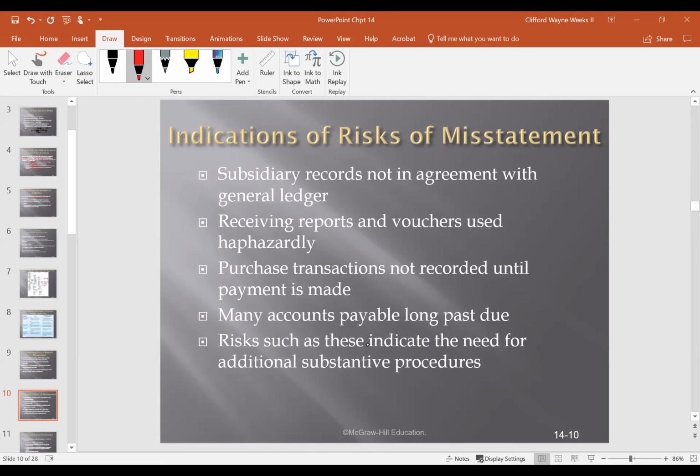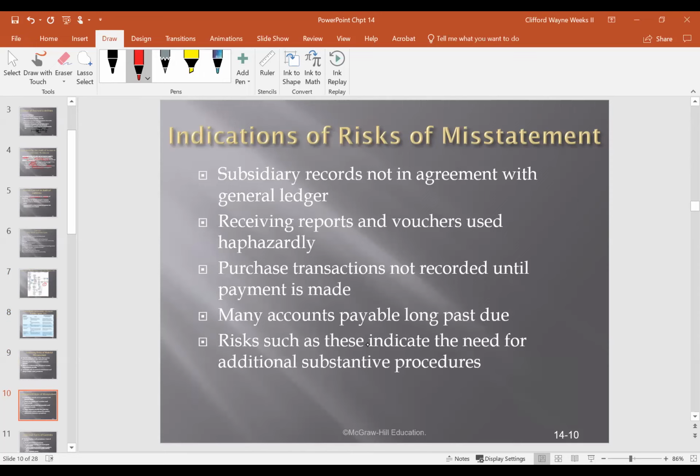Receiving reports and vouchers are used haphazardly. So again, we want to make sure these things are numbered, and that that is the procedure that is happening. Purchase transactions not recorded until payment is made. This is just poor accounting, because this would really mess with your cutoff or your timing.